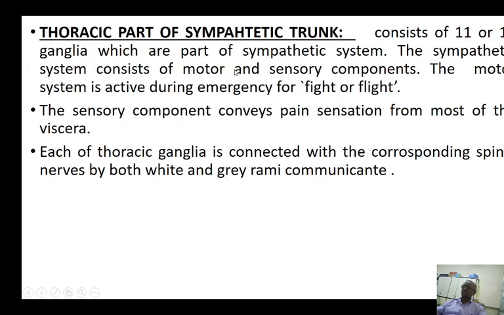Thoracic part of the sympathetic trunk, consisting of 11 to 12 ganglia, which are part of the sympathetic chain. The sympathetic system consists of motor and sensory components. The motor system is active during emergency, or fight or flight. The sensory components convey pain sensation from most of the viscera. Each thoracic ganglion is connected with the corresponding spinal nerves by both white and grey rami communicantes.